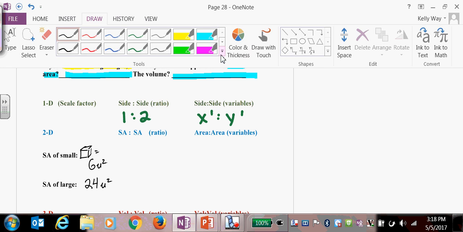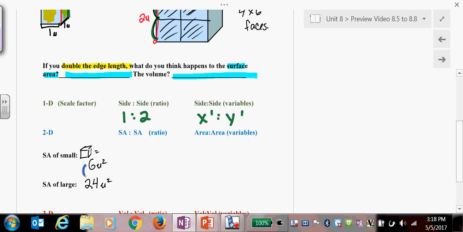Let's take that down to a ratio. 6 goes into 24 how many times? Yes. Your ratio, 6 goes into 24. That's a 1-to-4 ratio. So if you look carefully, if you square 1, you get 1. If you square 2, you get 4. So technically, we have x squared, y squared here.